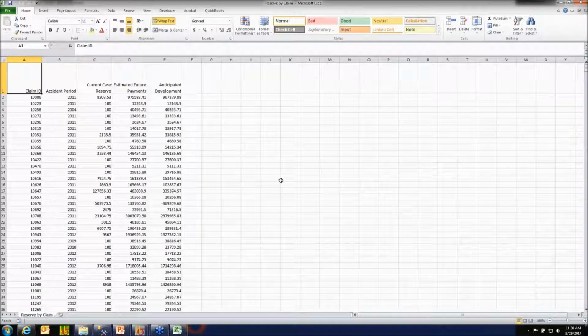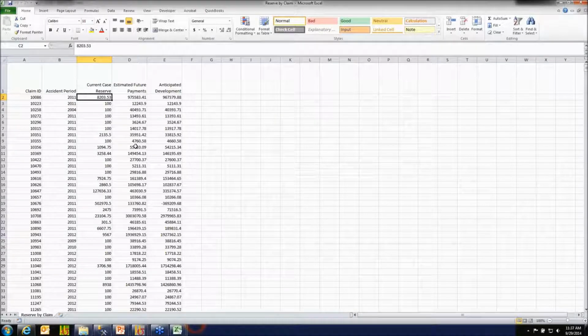And you'll notice we've got claim ID, the accident period for that claim. We chose an annual time step here, so this is just year. If we had chosen quarterly or monthly, it would have been a more detailed accident period. We've got the current case reserve amount. We've got the estimated future payments for that claim, and then therefore subtracting out to get the anticipated development. Obviously, you can think about this feeding into all sorts of downstream management reports.